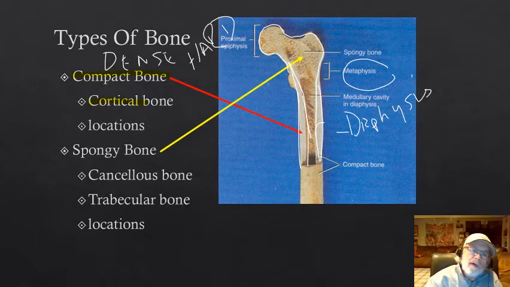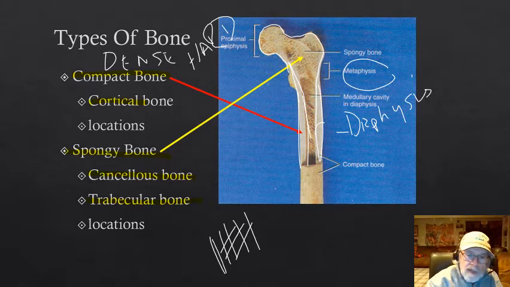The second type of bone that we have is what we talked about before, spongy bone. Spongy bone is also called cancellous bone. It's also sometimes called trabecular bone, because trabeculae are basically these little spikes in bone.